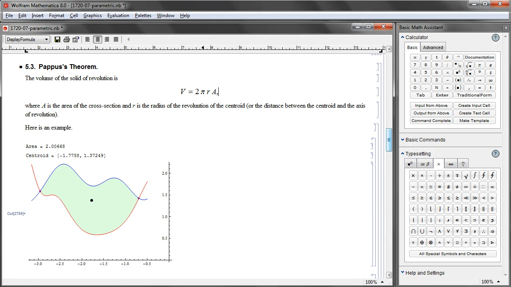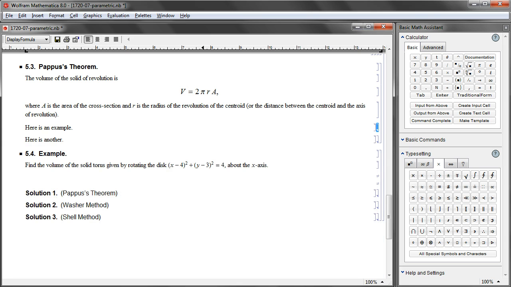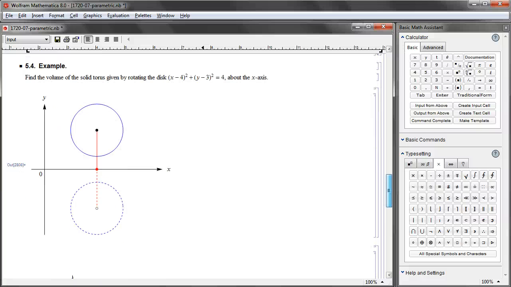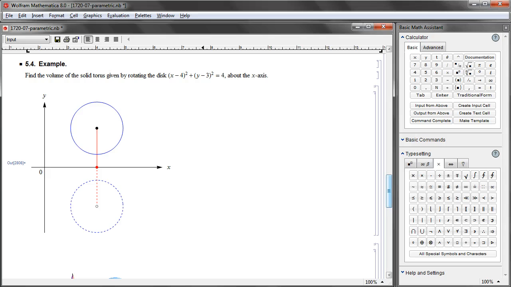Well, this used to be useful early on when we didn't have computers, but with computers, computers can handle volume formulas with those Washer methods just as well. So what's the point here? This is one of those rare examples where Pappus theorem can be used really well.